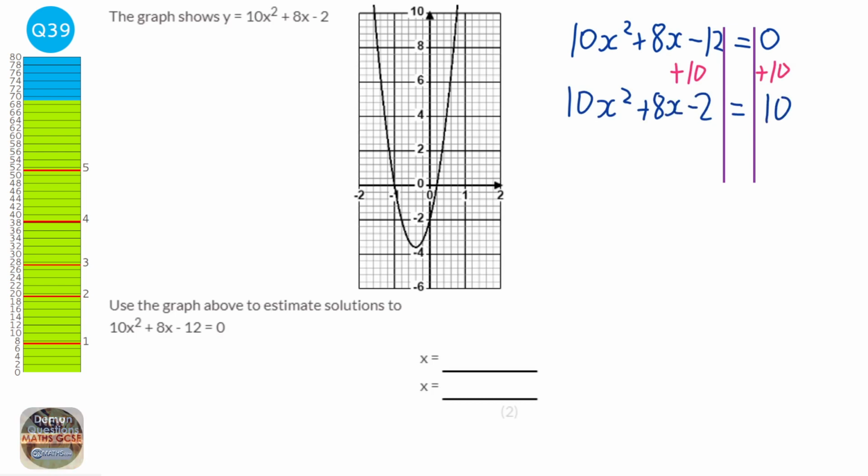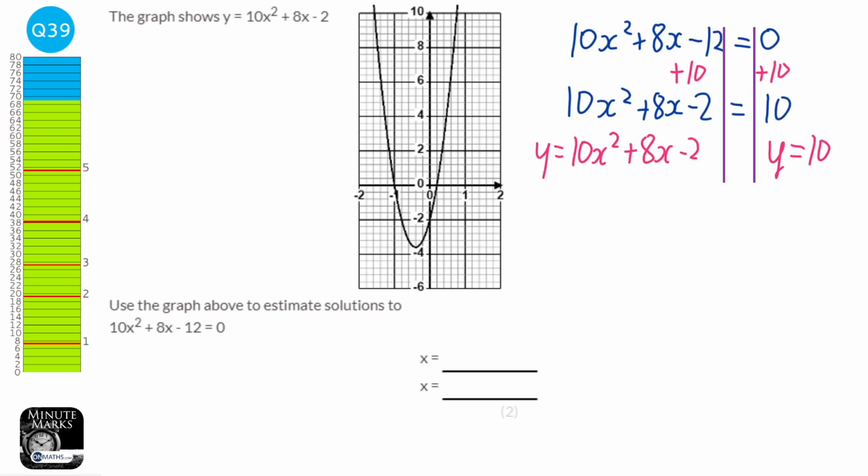Now, we've already got this line drawn for us on this graph. And so all we need to do is draw this line. So we've got y equals 10x squared plus 8x minus 2 drawn for us. We just need to draw this line, which is y equals 10, and see where they cross over to find the solutions. So y equals 10 will be all the way up at the top. Let's just make sure I get it nice. There we are. I need to move that up a little bit. There we are. And let's read off the values that that gives us.